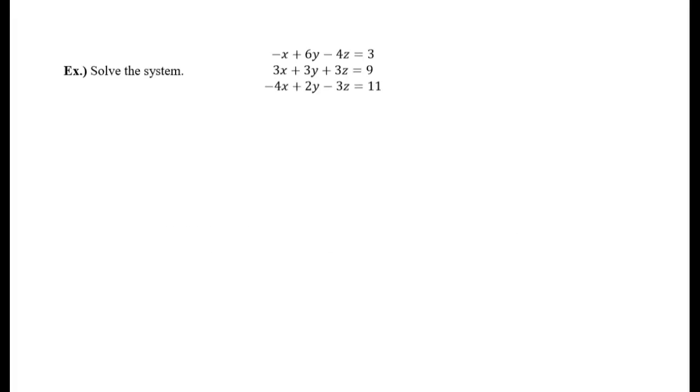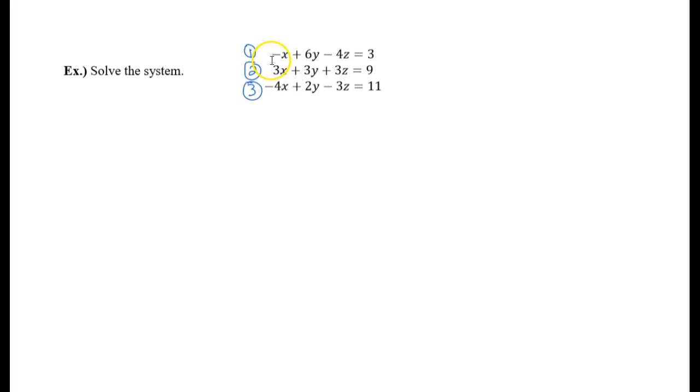Alright, let's go ahead and try this next example. Again, I'm going to start by labeling them. This is equation 1, equation 2, and equation 3. And that's just going to help me keep track of my equations as I solve. I can choose to eliminate any of the 3 variables that I want. In the last problem I did the y. And this one I think I'm going to choose the x.